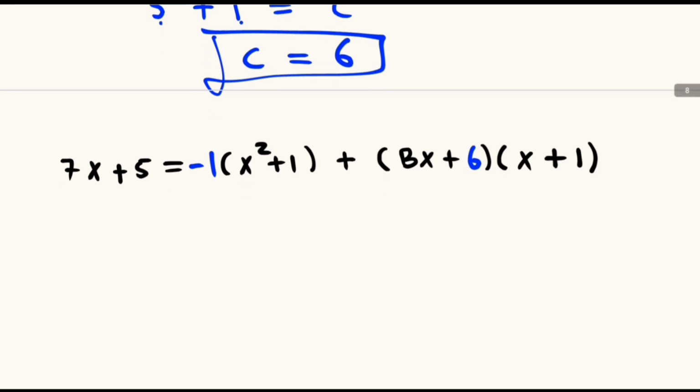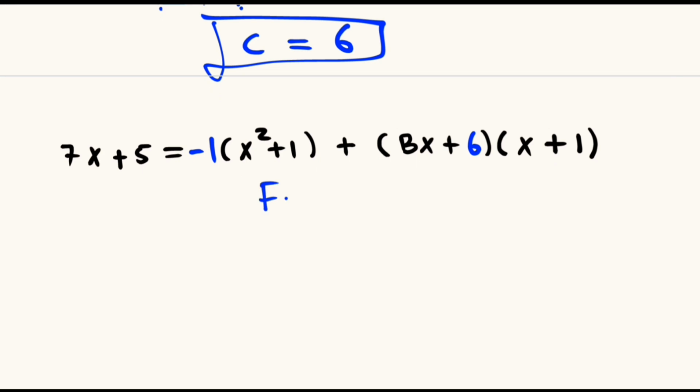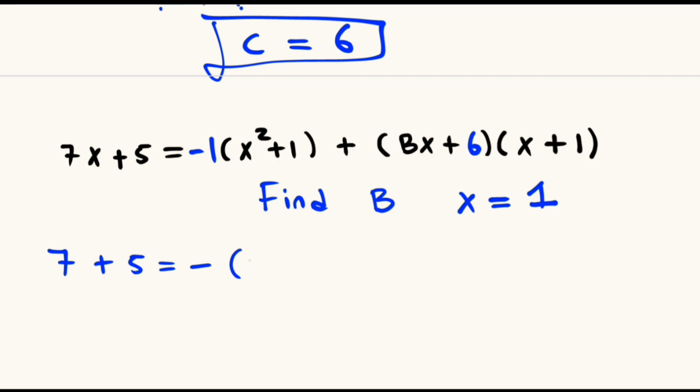Now we have to find the value of b by letting x be equal to any number. In this case, the smallest number that we can use is 1. 7 multiplied by 1 is equal to 7, plus 5, which is equal to negative, into 1 squared, which is 1, plus 1, plus b multiplied by 1, which will be b, plus 6 into 1 for x plus 1.